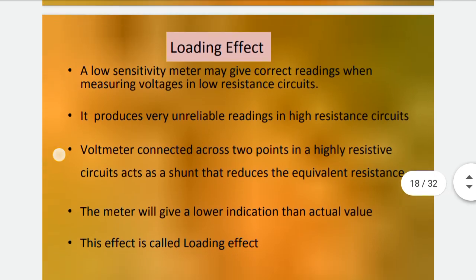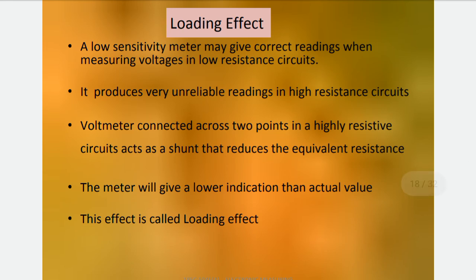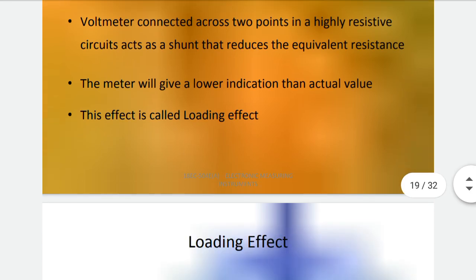A low sensitivity meter gives correct readings when measuring voltages in low resistance circuits. It produces very unreliable readings in high resistance circuits. A voltmeter connected across 2 points in a highly resistive circuit acts as a shunt that reduces the equivalent resistance. The meter will give a lower indication than the actual value. This is called the loading effect.